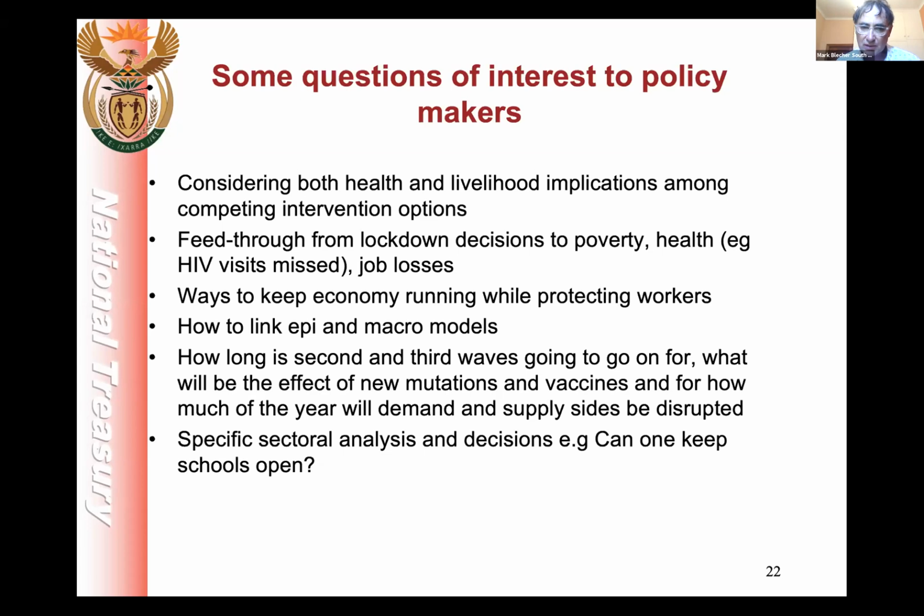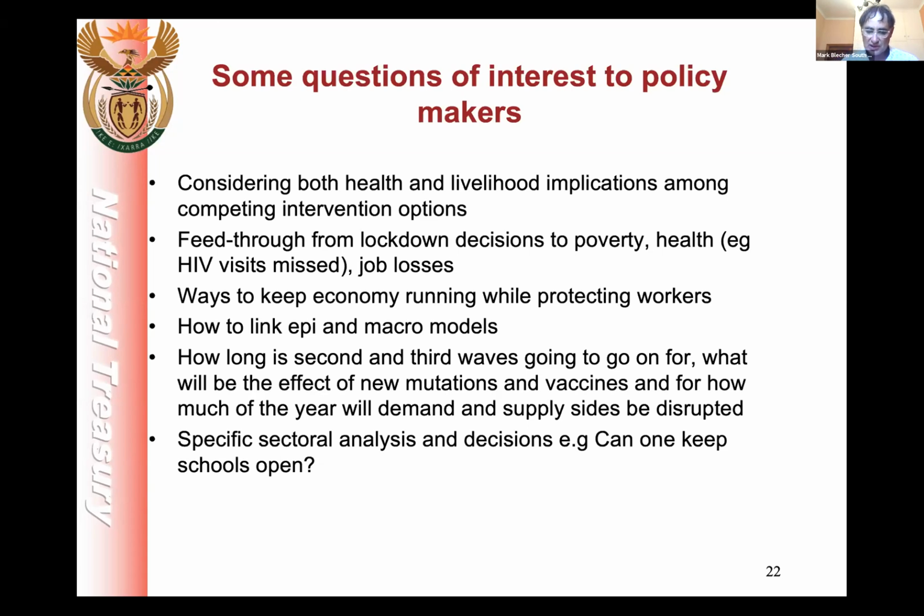How long is the second and third wave going to go on for? What will be the effects of new mutations and vaccines? And how does that feed through into the demand and supply sides in the macro models? And then sectoral specific analysis, like can one keep schools open or not, or whatever.